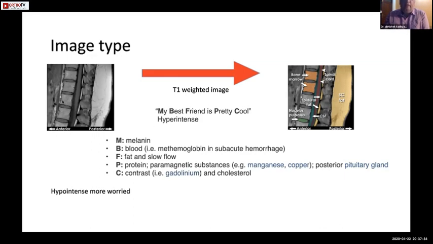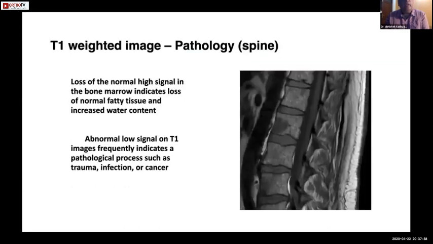You should be worried whenever you see a hypointense shadow in a T1 weighted image. If you have a hypointense shadow, which is basically a black shadow, this signifies that the bone marrow has been lost and there is increased water content. So there is some process which is going wrong. An abnormal low signal on a T1 weighted image might give you some information that you might be dealing with a trauma, infection, or a cancer.